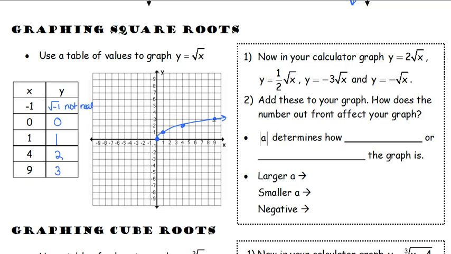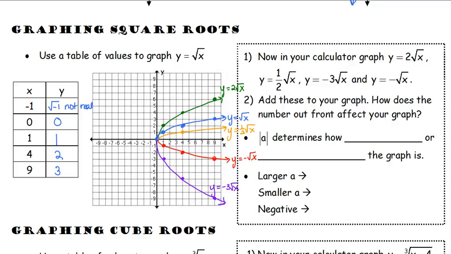So now I want you to pull out your calculators, and in your calculator, I want you to graph y equals 2 times the square root of x, y equals 1/2 times the square root of x, y equals a negative 3 times the square root of x, and y equals a negative x. And then I want you to add all of those graphs to your graph, and let's see how that number is going to affect it. So go ahead and press pause, get your calculator out, and graph them. I do want you to use the table of values so that you have an accurate portrayal of where the new graphs are going to be.